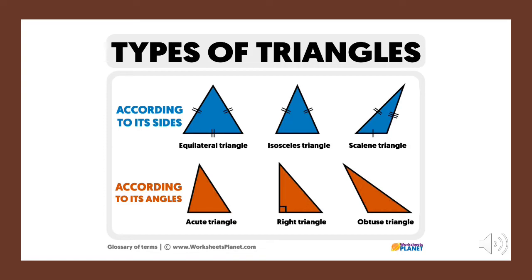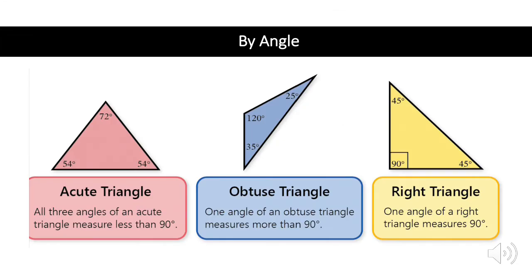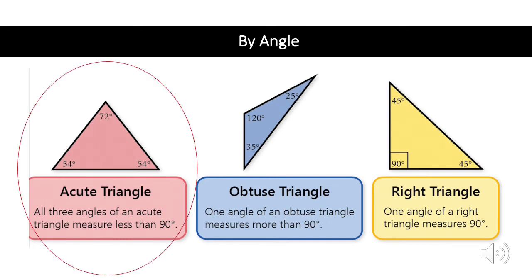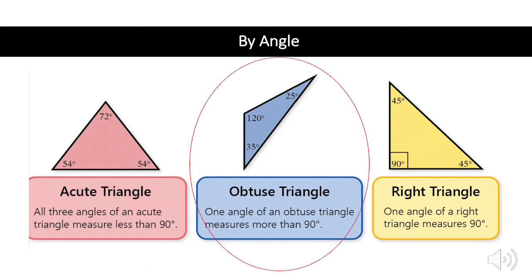their angles. If we classify triangles by their angles, there are 3 types of triangles: acute triangles, obtuse triangles, and right angle triangles. In an acute triangle, all angles are less than 90 degrees. Remember, in a triangle, all angles equal 180 degrees.